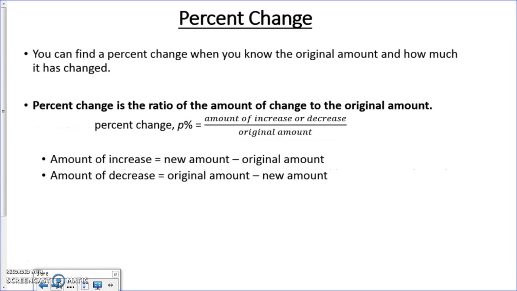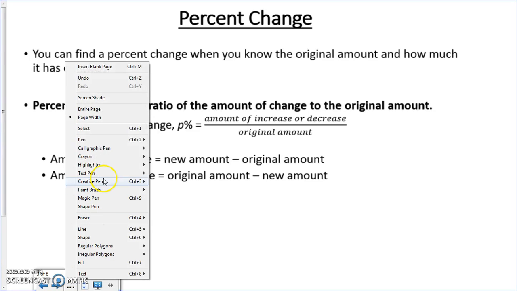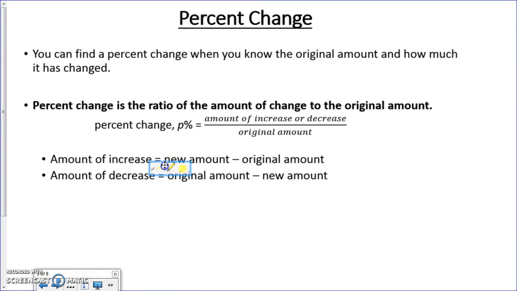Percent change. You can find a percent change when you know the original amount and how much it has changed. Percent change is the ratio of the amount of change to the original amount. And here's what it looks like. Percent change, P%, equals amount of increase or decrease divided by the original amount. That's how we would figure out the percent change.